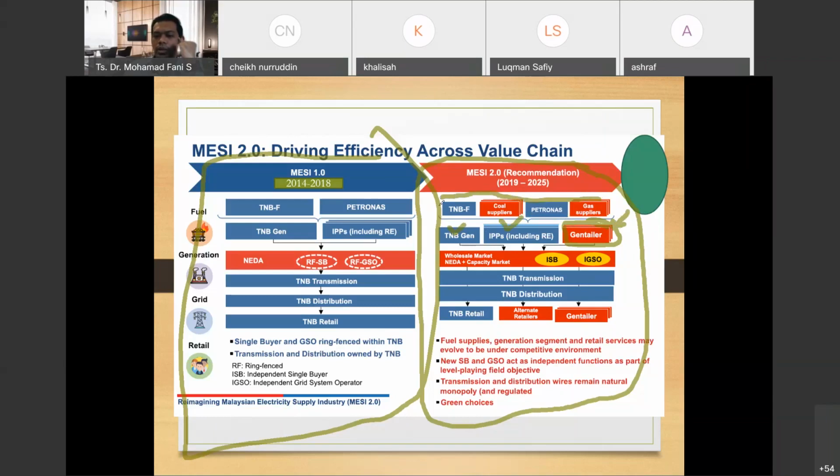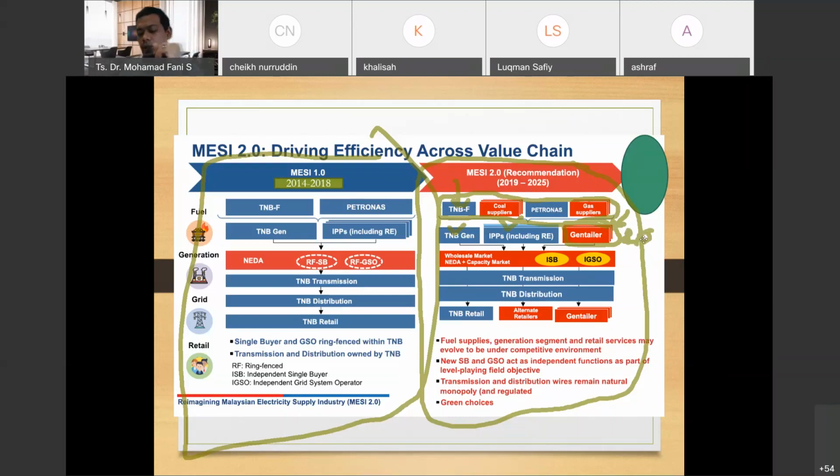Previously, the raw material was monopolized. So any IPP or TNB generation must buy the raw material, for example coal, from the TNB company only. But this time, when it comes to liberalizing the market, we can see another company that will supply gas, for example Petronas supplying to the IPP for the gas, or the gentailer here from the RE, can be the RE one.